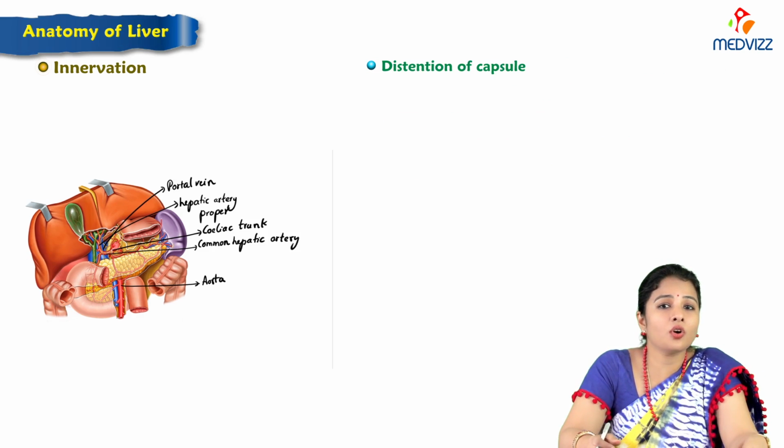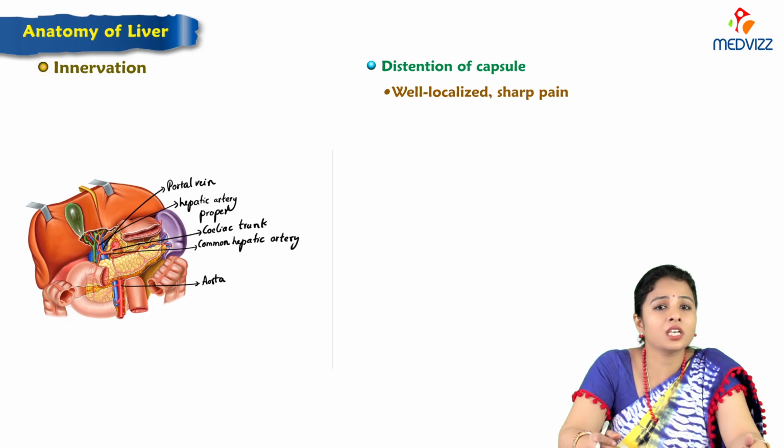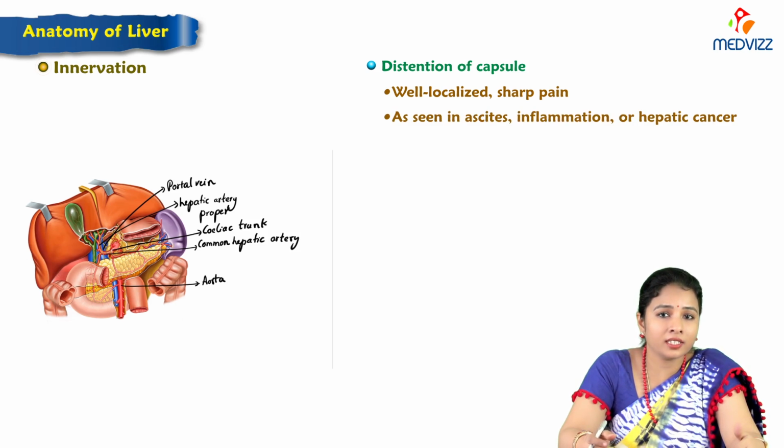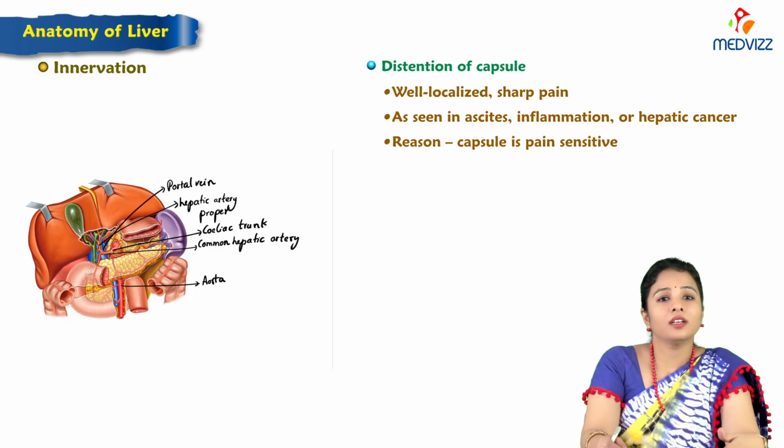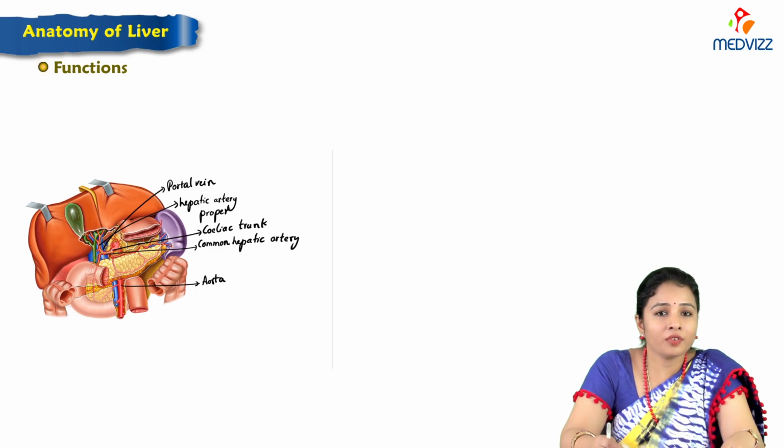Distension of the capsule results in well localized sharp pain, as in ascites, inflammation or hepatic cancer, because this capsule contains pain receptors and is supplied by somatic nerves, so that's why it is pain sensitive. Let us talk about the functions of the liver.